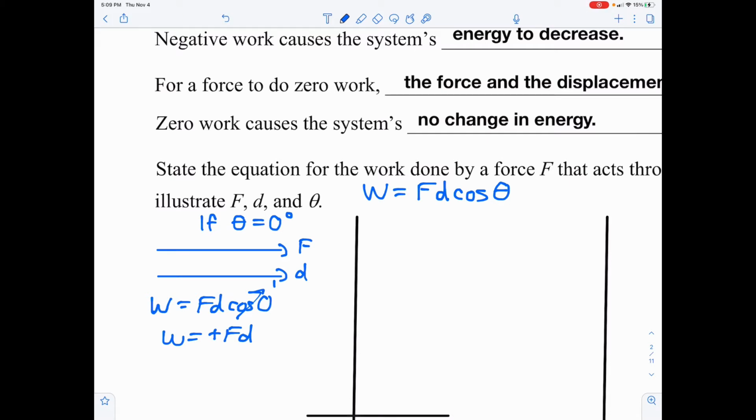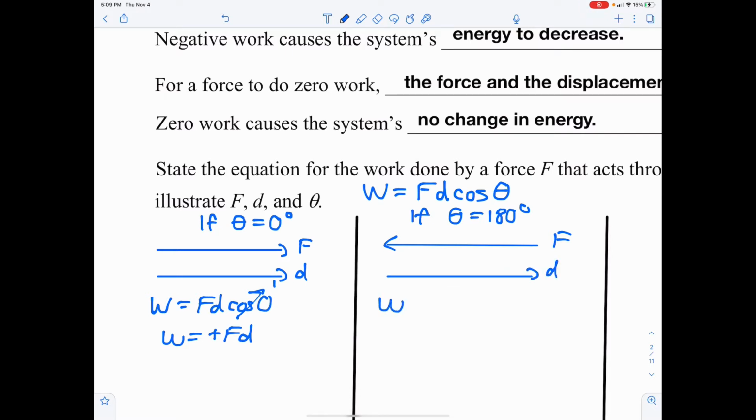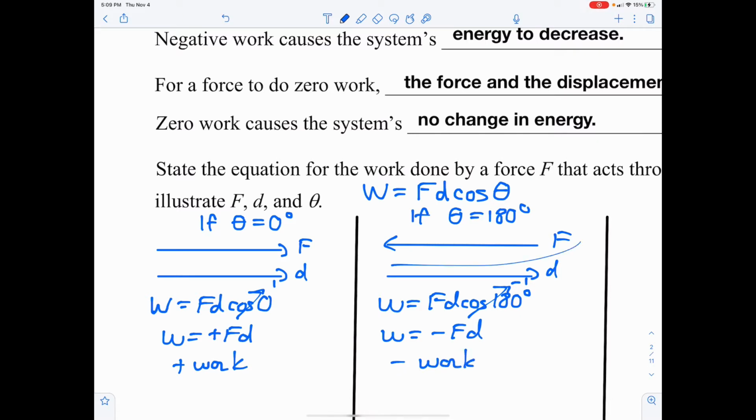If theta is 180 degrees, meaning the force is going opposite to the displacement, then work is equal to force times distance times the cosine of 180 degrees. And the cosine of 180 degrees is negative 1, which means we get negative force times distance, negative work. So we have positive work when force and distance go the same way. We have negative work when force goes opposite displacement.